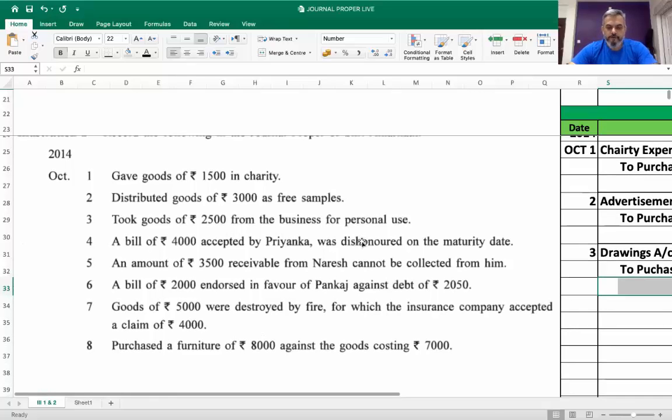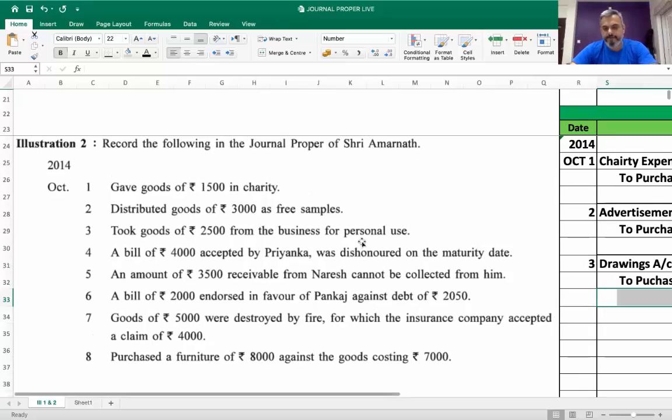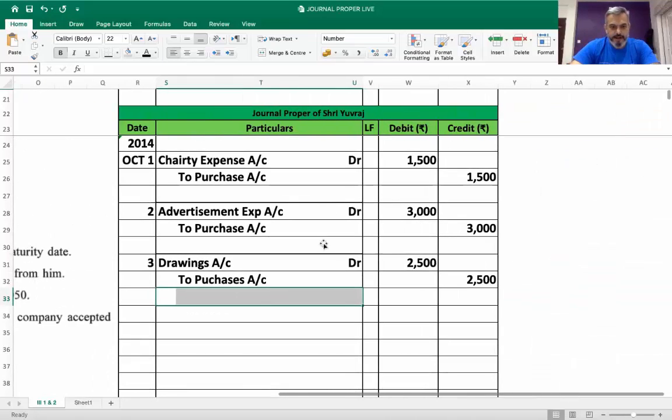Now fourth one, pay attention please. A bill of 4000 accepted by Priyanka was dishonored on maturity date. We are Amarnath. When Priyanka accepted our bill, the entry was bill receivable comes in, Priyanka account credit. Now this is dishonor, so we have to reverse our bill receivable. So Priyanka account debit.